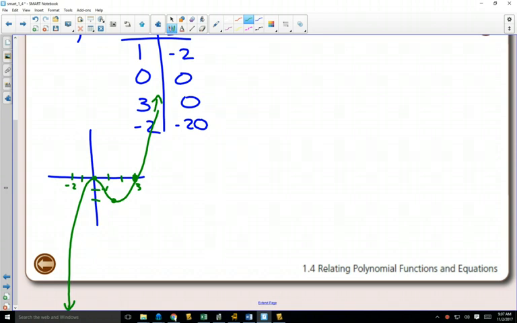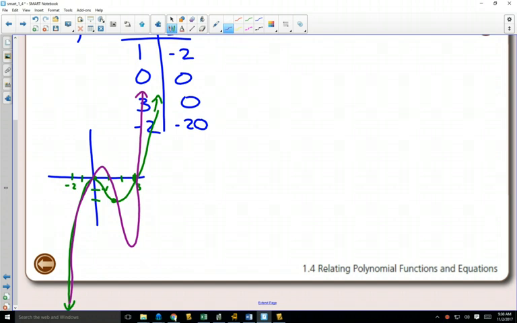We don't know that this is a minimum. We don't know whether or not it could have gone like this. That would still go through all of those same points and still have the same end behavior. So for our graphing right now, we're doing the best that we can. You're trying to draw a nice smooth curve through your points.